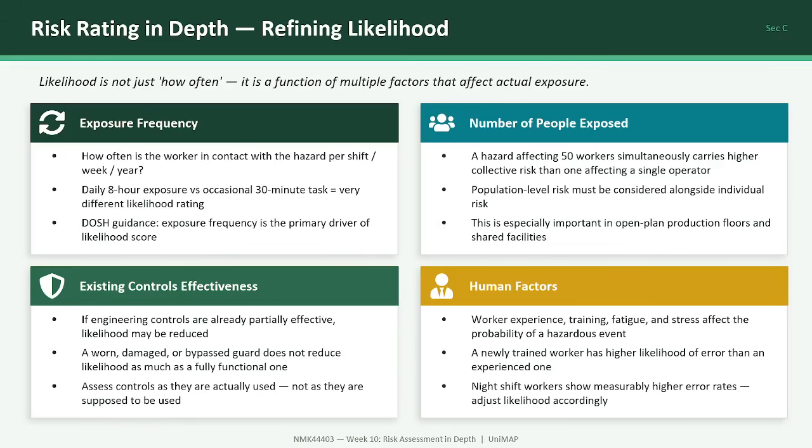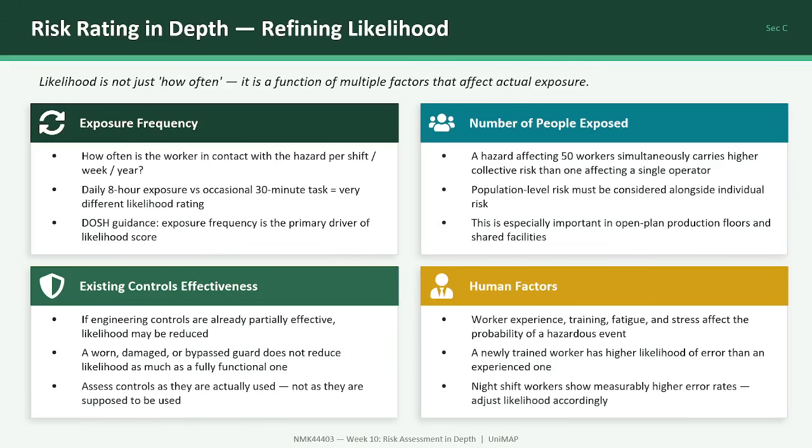Factor 2, number of people exposed. A hazard that affects one operator working in isolation has a different collective risk profile from a hazard that simultaneously exposes 50 workers on an open production floor. When scoring likelihood for population-level risk, the number of people exposed must factor into your assessment. This is particularly important for shared facilities, common areas, and emergency scenarios.